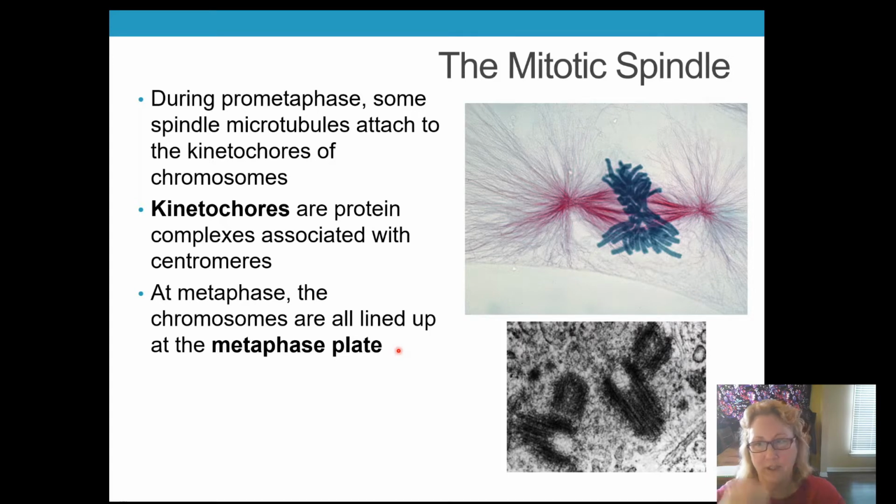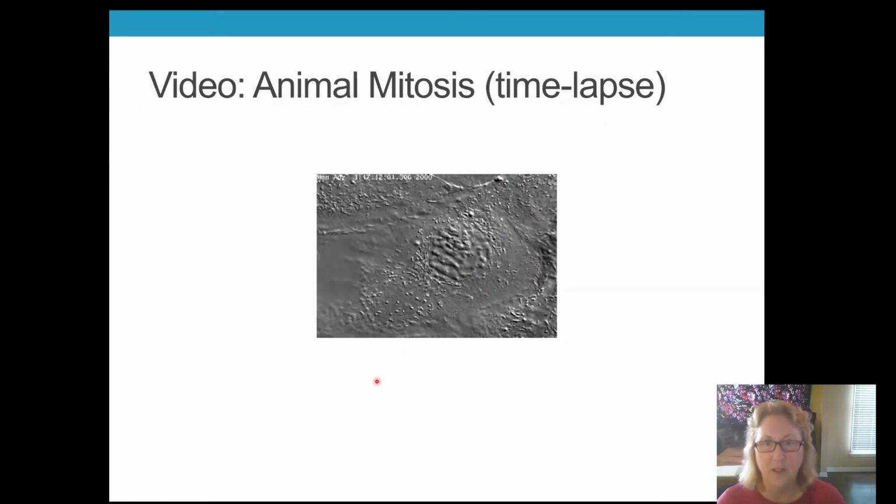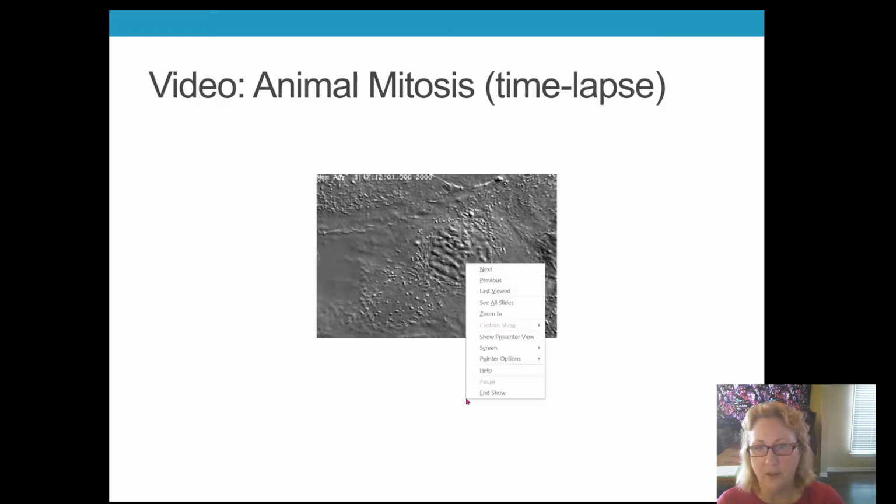So there's two identical sister chromatids. They each have a kinetochore and a microtubule attached to them. So here's a little video. I'm going to have to go back to get rid of my laser pointer so I can click on it.